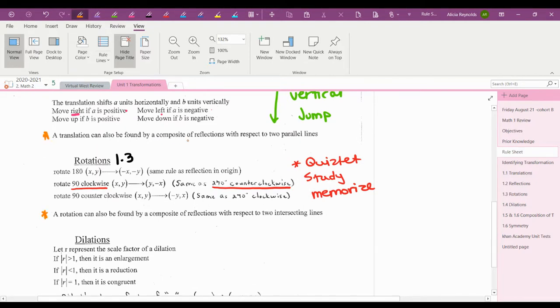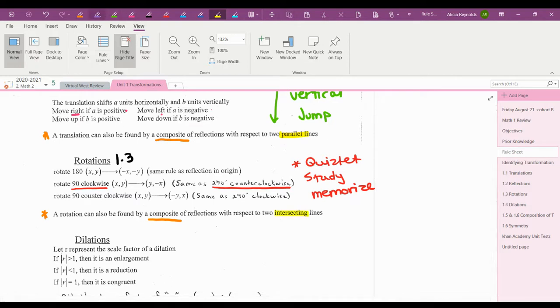So we talk about composite, that'd be multiple transformations. So a composite of reflections with respect to two parallel lines. So if I were to reflect a figure across two parallel lines, that could be the same as a translation. A rotation is a composite of reflection with respect to two intersecting lines. So here, translation is reflecting across parallel lines. Rotation is reflecting across intersecting lines.